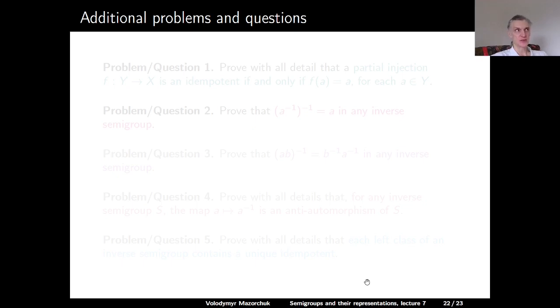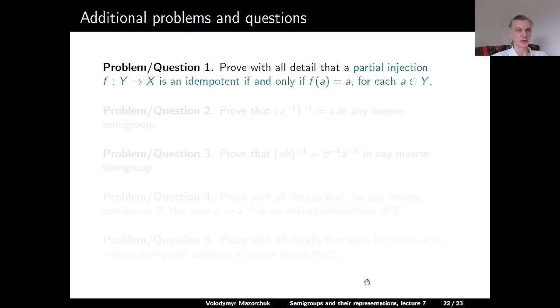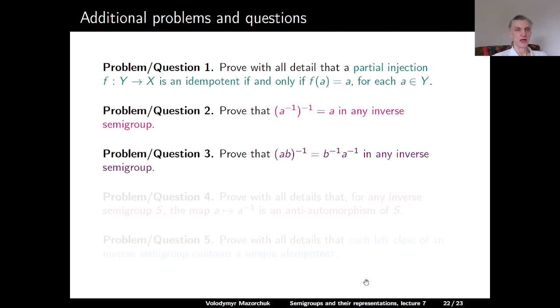Some additional problems and questions at the end. Problem question 1. Prove with all details that a partial injection is an idempotent if and only if it's the identity on its domain. Problem question 2. Prove that the inverse of A inverse is equal to A in any inverse semigroup. Problem question 3. Prove that the inverse of AB is equal to B inverse A inverse in any inverse semigroup.